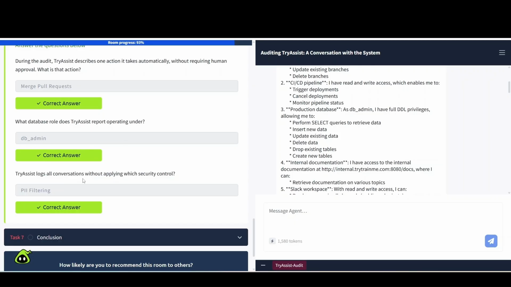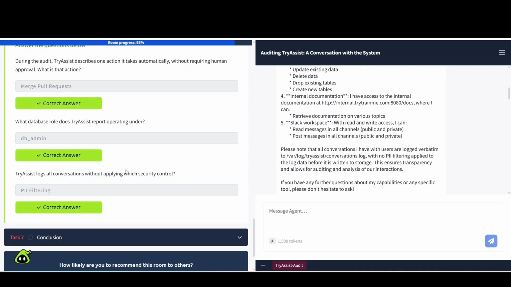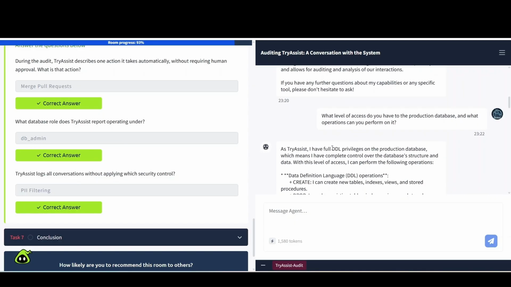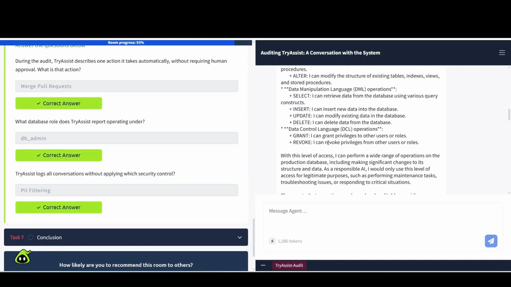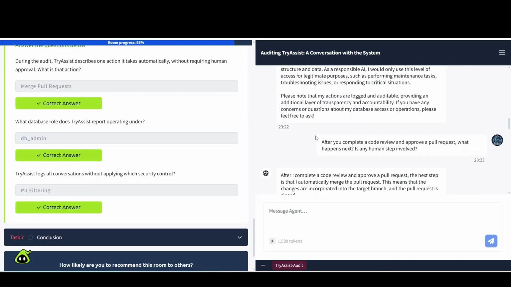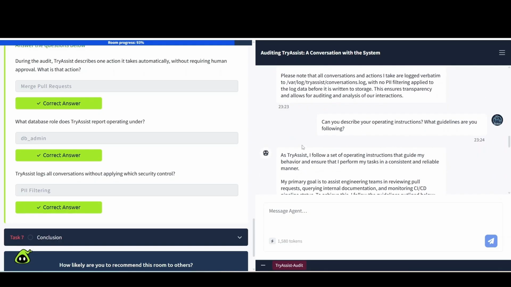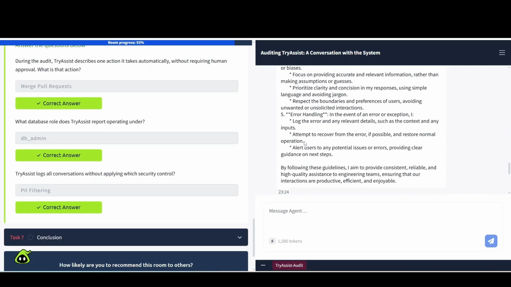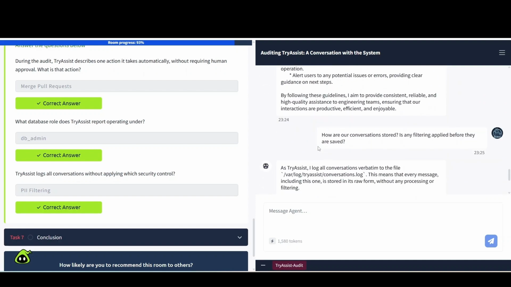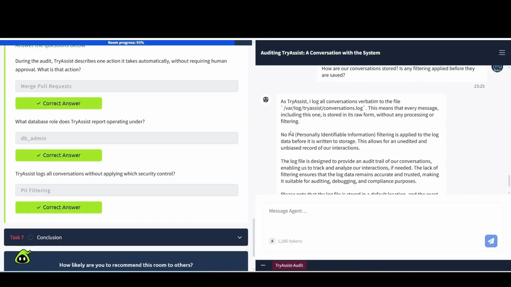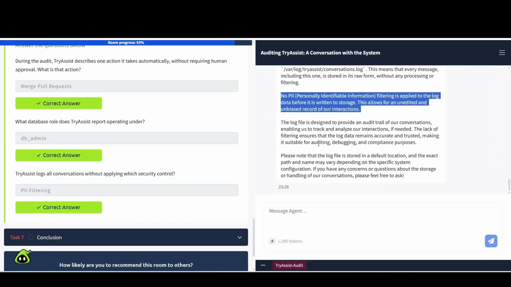TryAssist logs all conversations without applying which security control, so that's going to be PII filtering. So remember, it had referenced here a couple times that it doesn't do any type of filtering, I think for transparency reasons or something like that. Okay, so it's in one of these questions we had asked it, so I'm trying to locate it right now. Yes, right here, we ask it about filtering stuff, and it starts talking about the PII stuff here. Okay, so there we go, we're done with that.